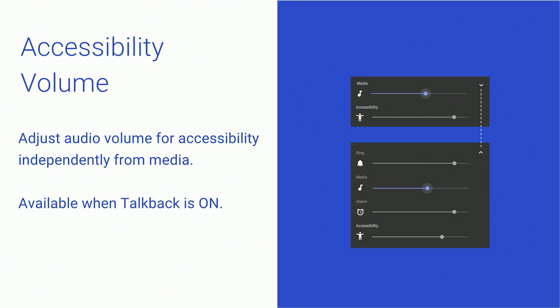We're doing this by introducing a new audio stream in O we called Accessibility Stream. As a developer of an accessibility service, what that means to you is that you will have to request this feature when writing your accessibility service. Otherwise, it is not available to you. So let me show you how this feature works.